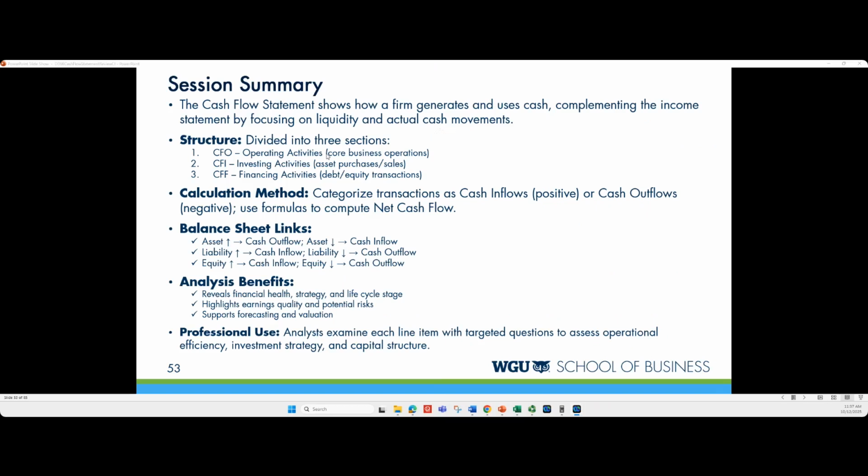Okay, we talked about some of the benefits of analyzing the cash flow statement. It's really an important process to get into the inner dealings of the firm to truly determine its financial health and where it might be in its company life cycle. And then from a professional perspective, when you are out in the world as a financial analyst, you're typically going to be looking at that cash flow statement line by line and using targeted questions to assess how efficient the firm is in its operational strategies, its investment strategies, and its capital structure.